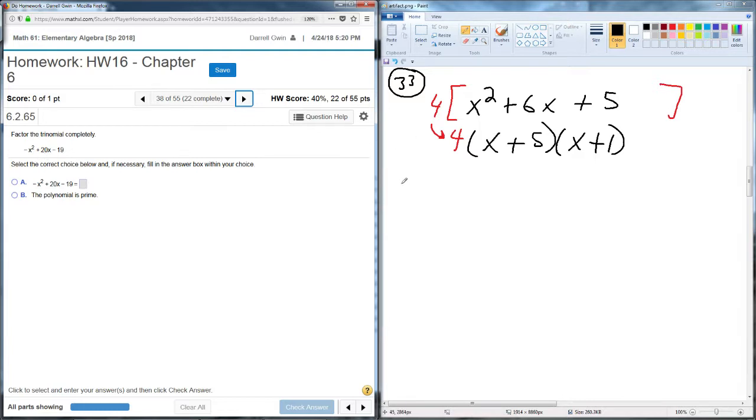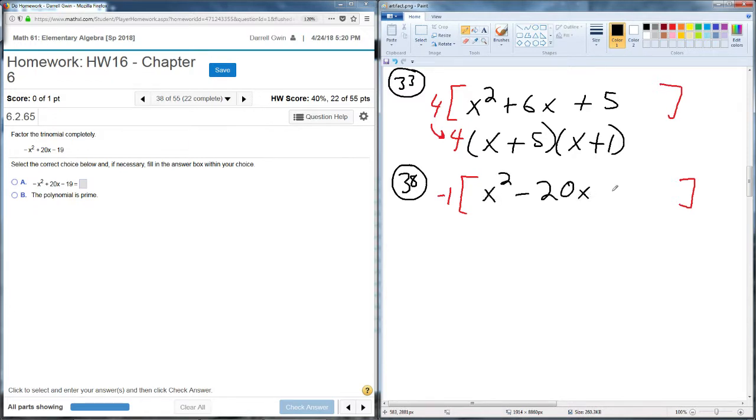Let's do 38. The GCF is -1. And the reason why the GCF is -1 is because the leading term, the highest degree term, must be positive to factor. Otherwise, it's going to give you a hell of a time. So we're just changing the sign of everything. Instead of a plus, it's a minus. Instead of a minus, it is a plus.